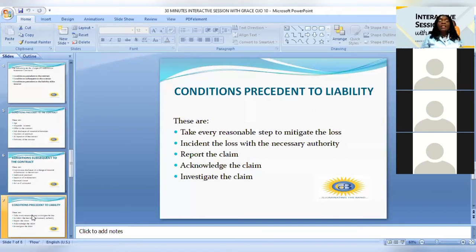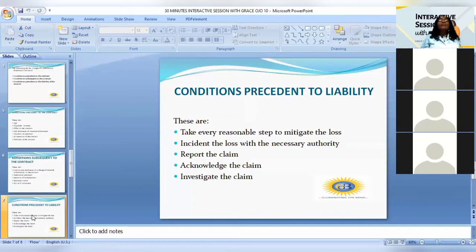Then the other one is to acknowledge the claim. Who does the acknowledgement? It is the insurer. When you report the claim, the insurer acknowledges the claim. The insurer empathizes with the insured, that, oh, we are sorry, or we identify with you on your loss, this and that. Then the necessary action will be taken.